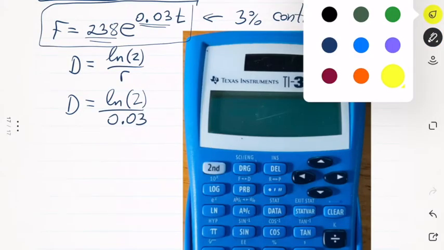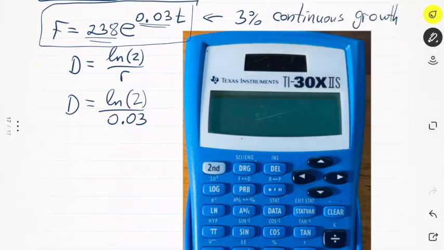So on the calculator, to get ln, you're going to push this button. It's the same one for e to the x, except you're not going to do the second first. You're just going to type in ln. It should give you a parenthesis. Put in a 2, make sure you close the parenthesis, and then divide by 0.03. So try it out on your calculator. Make sure you can do it and get this answer.